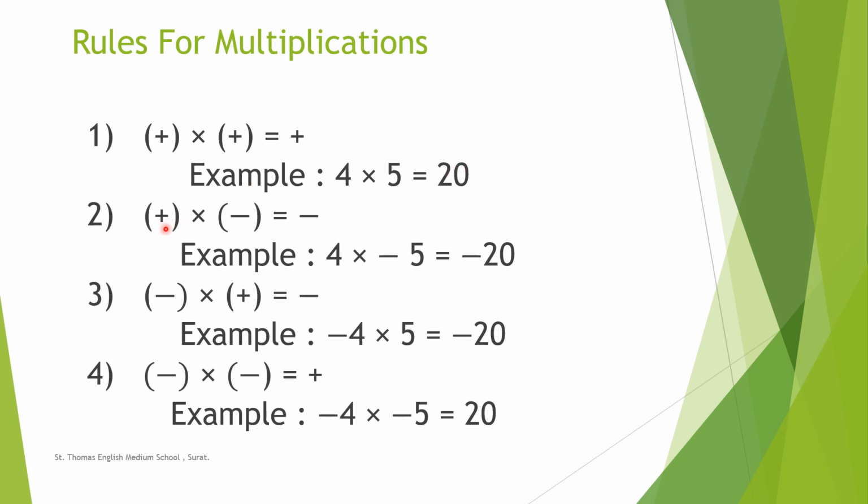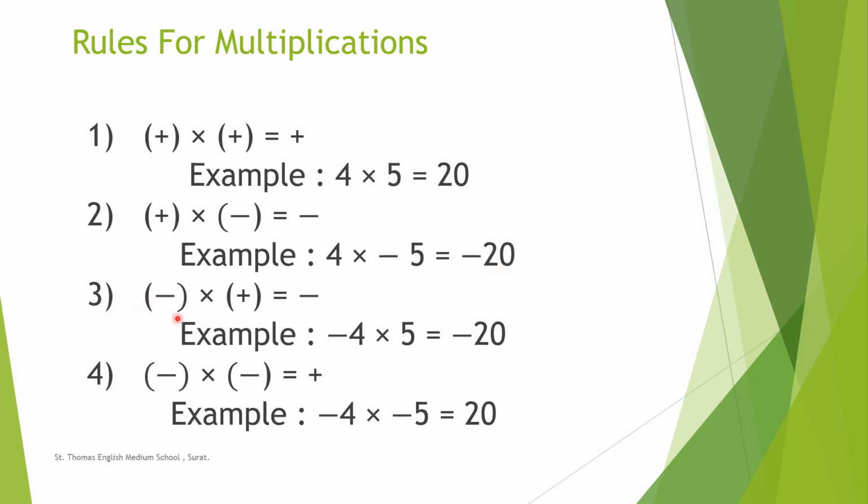Second one, positive integer and one negative integer. Plus into minus. Answer is negative. That means one positive number and one negative number. If you multiply, you will get always a negative integer. That means, for example, 4 multiplied by minus 5. 4 is a positive integer and 5 is a negative integer. When you multiply these two, always you will get a negative integer. That means minus 20. It's clear?